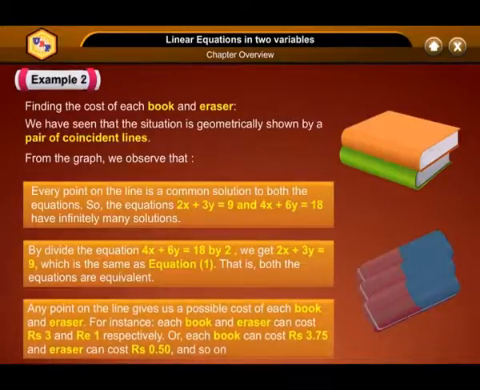Any point on the line gives us a possible cost of each book and eraser. For instance, each book and eraser can cost ₹3 and ₹1 respectively, or each book can cost ₹3.75 and eraser can cost ₹0.50, and so on.